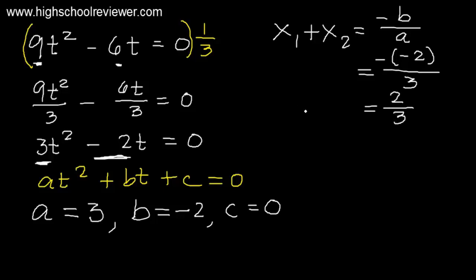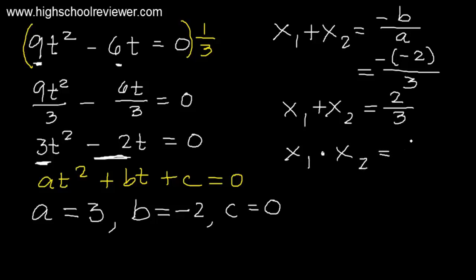We cannot simplify this anymore. So x sub 1 plus x sub 2 is equal to 2 over 3. And let's find out the product of the roots. This will be x sub 1 times x sub 2.